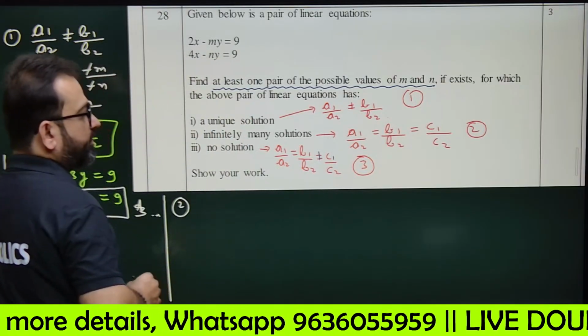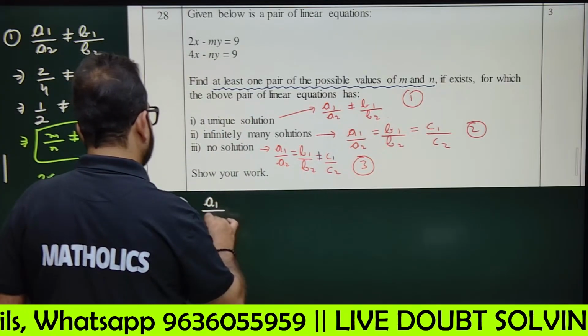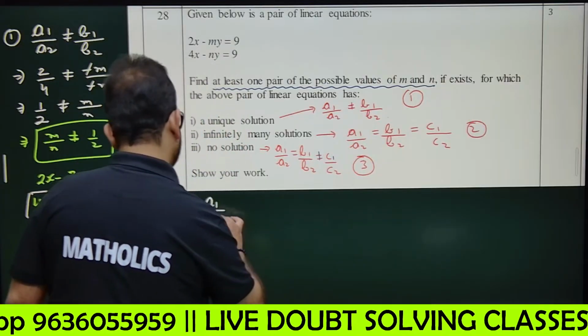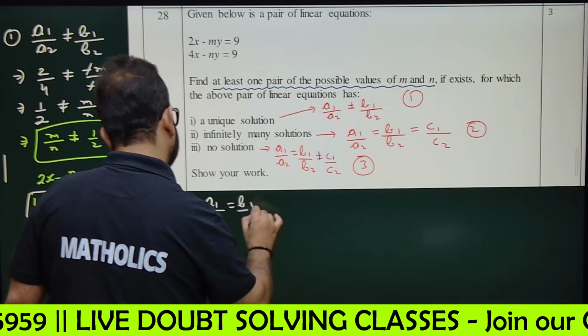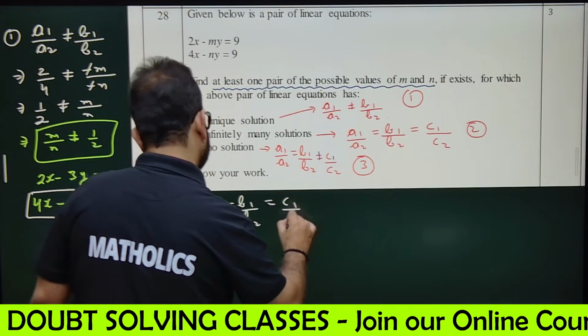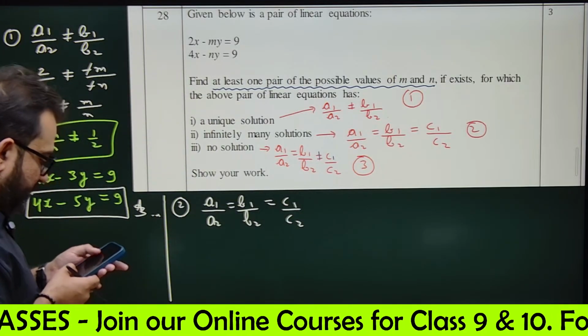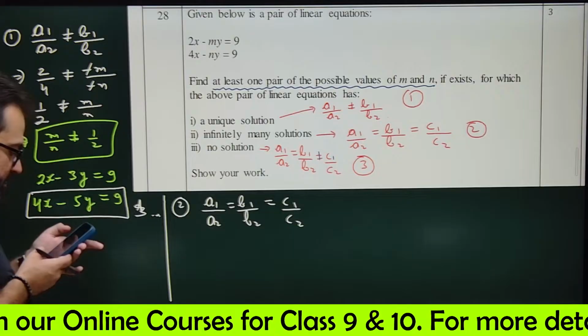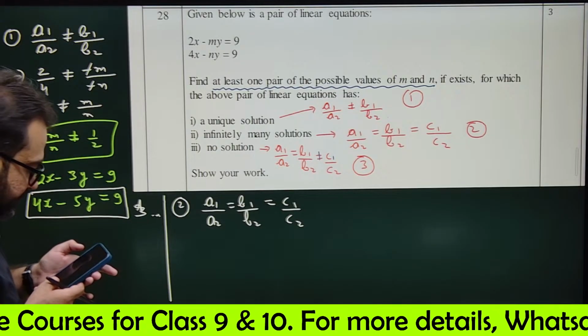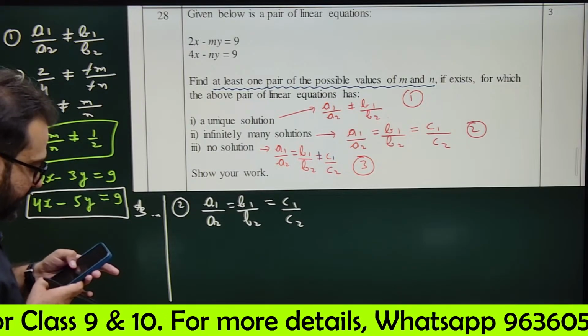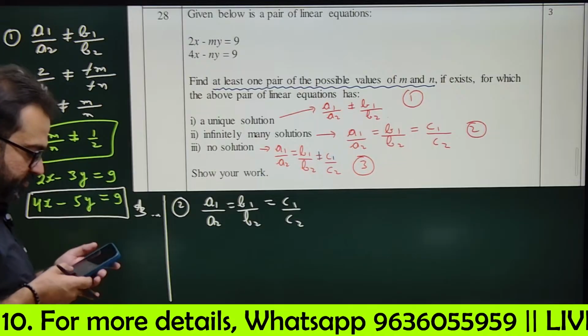Second part says what? a1 upon a2, infinite solution. a1 upon a2 equals b1 upon b2 equals c1 upon c2. Just write down the values. a1 upon a2 equals, everything is equal. Everything is equal. Tell me how.